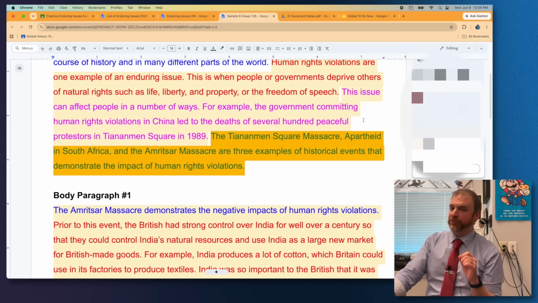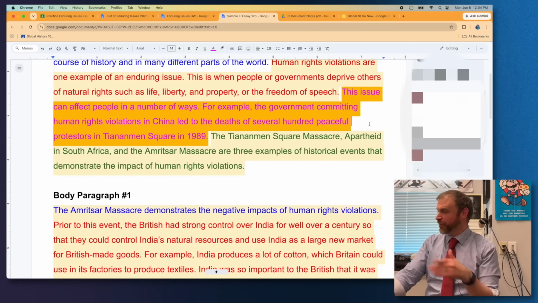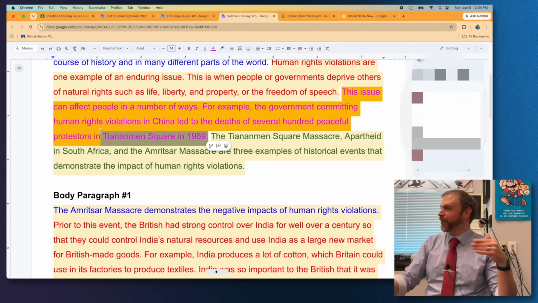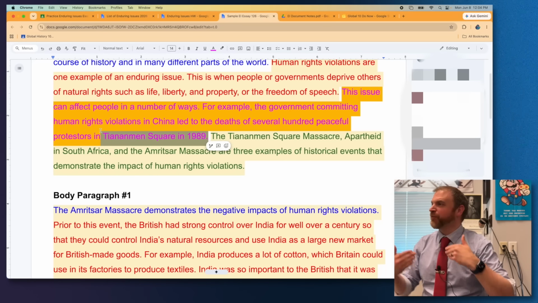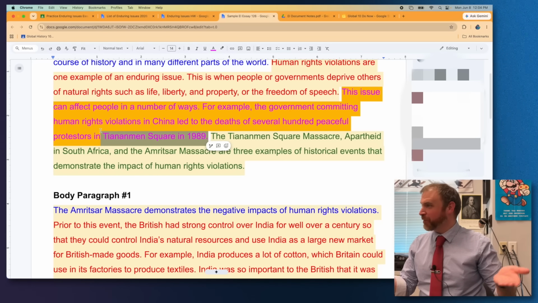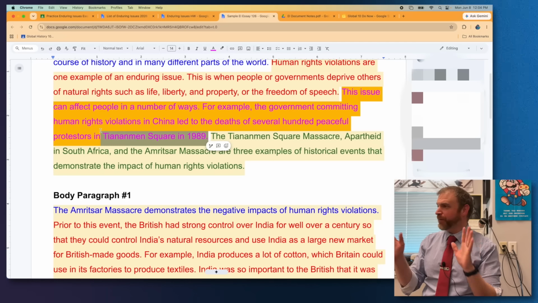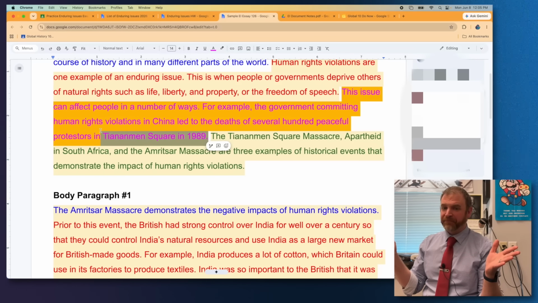One bad thing that comes from human rights violations is people sometimes die. So that's what I put here. People died when they were protesting at Tiananmen Square, right? If a government is killing a peaceful protester, that is a human rights violation, right? That's a denial of the right to life. So that shouldn't be too tough. That should be pretty easy.